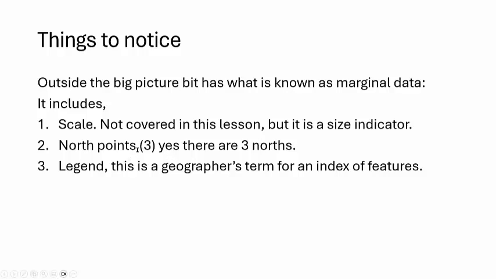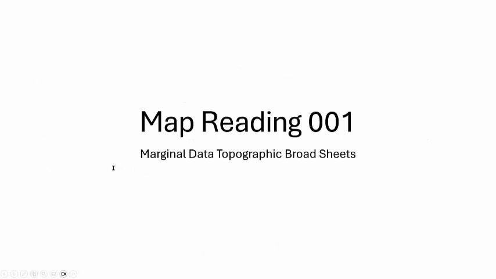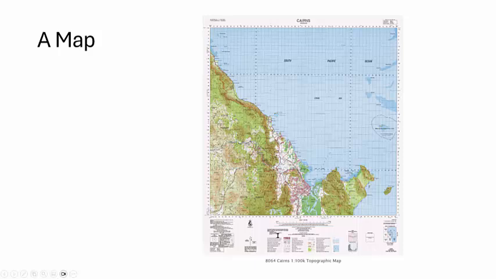There are north points, and there are 3 north points, and the legend. Now the legend that we looked at earlier, which is here, is like an index to a book, but it's a translation tool as well. So that gives you words to match pictures on the map. So different types of water, swamps, creeks, ocean.